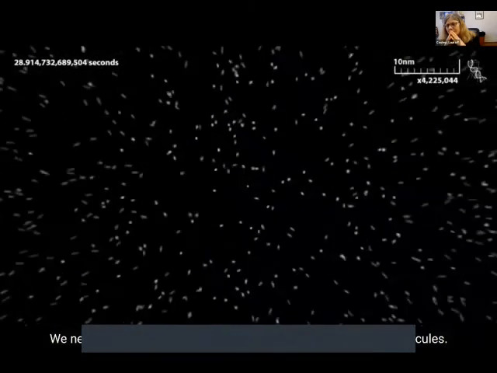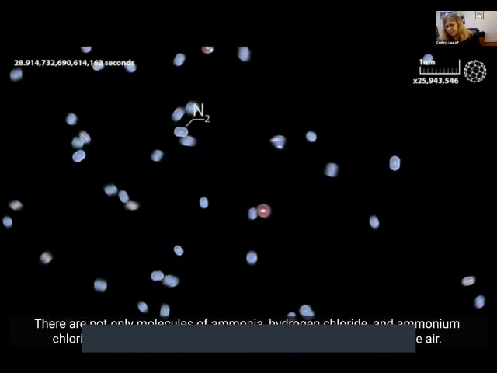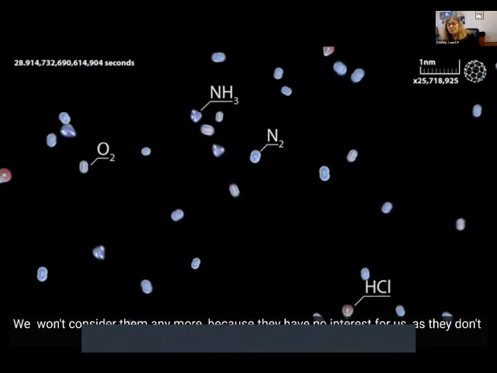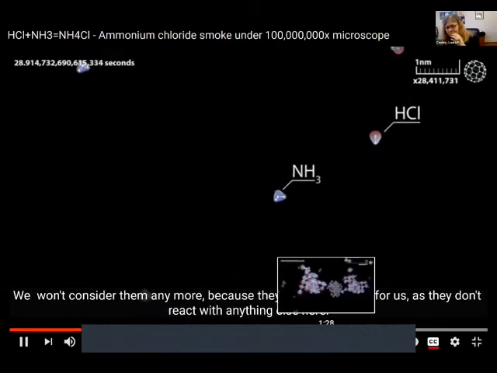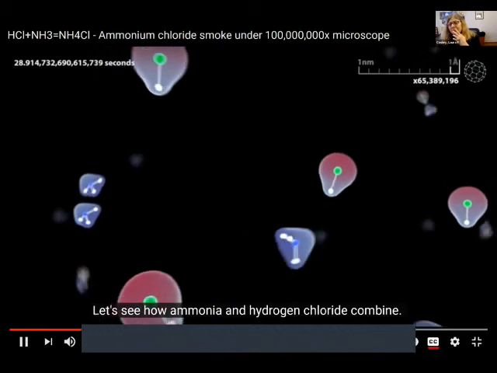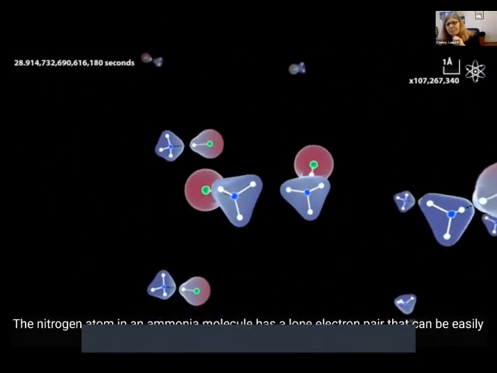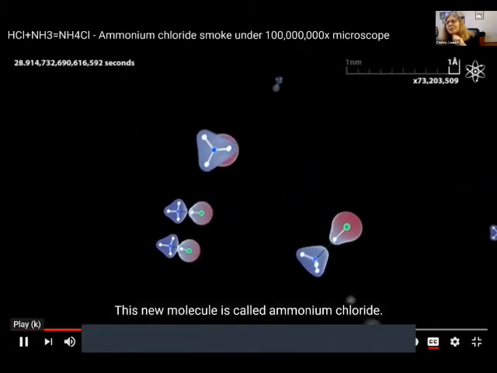We need to zoom in 1,000 times greater to visualize separate molecules. Now we can observe molecules. There are not only molecules of ammonia, hydrogen chloride, and ammonium chloride, but also plenty of oxygen and nitrogen molecules from the air. We won't consider them anymore because they have no interest for us, as they don't react with anything else here. Let's see how ammonia and hydrogen chloride combine. The nitrogen atom in an ammonia molecule has a lone electron pair that can be easily shared with hydrogen in hydrogen chloride. This new molecule is called ammonium chloride.